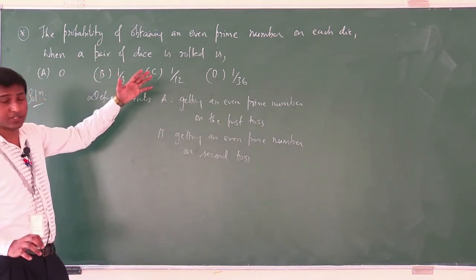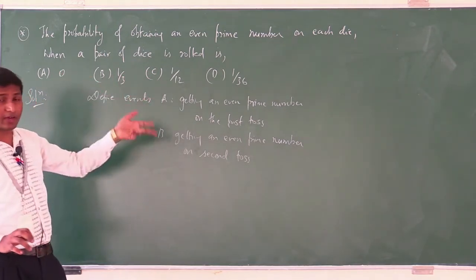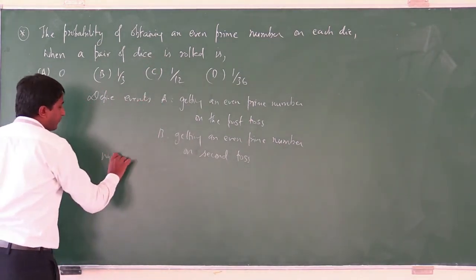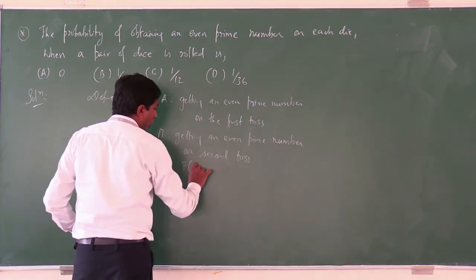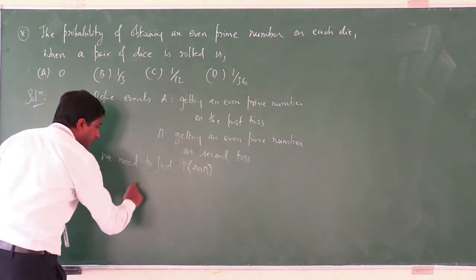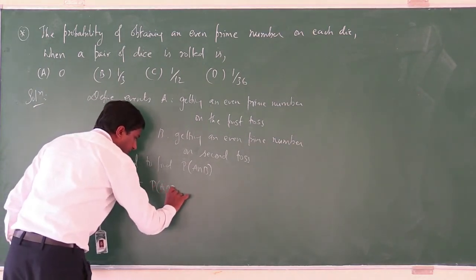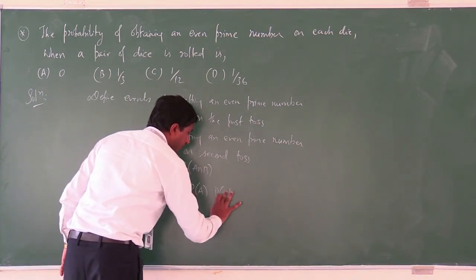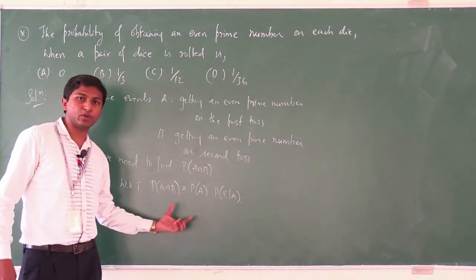So look at the question. We have to find out the probability of obtaining an even prime number when a pair of dice is rolled. So in essence, what do we need to find? We need to find the probability of the event A intersection B. By the multiplication rule of probability, what do we know about P of A intersection B? It is nothing but P of A into P of B bar A.